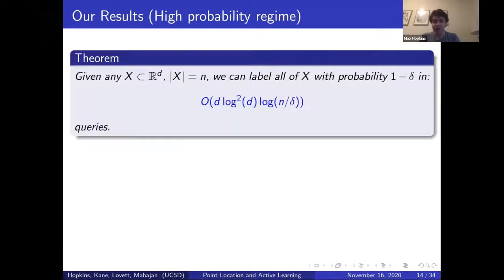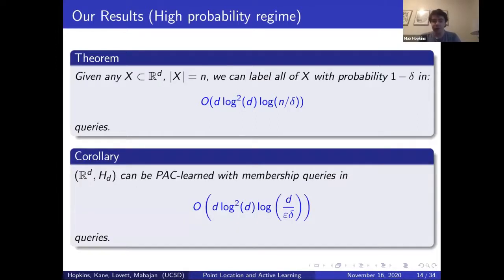Okay, so I want to now jump into what our results say in more detail. We actually study 2 regimes for this problem. The first one is more from a learning theoretic standpoint. It's the high probability regime. So given an arbitrary set X in d dimensions of size n, we argue that you can label all of X with probability 1 minus delta in about d log(n/delta) queries. So this is very, very close to the information theoretic optimum.